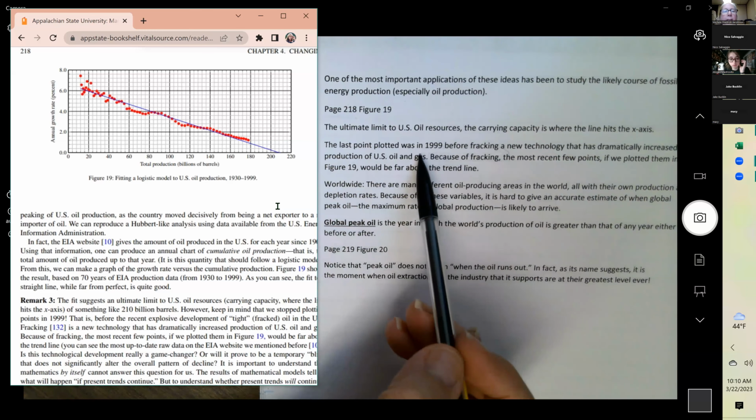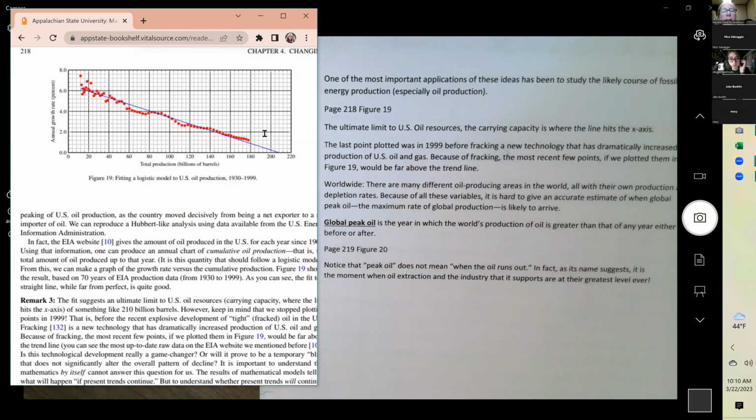So in 1999, now because of fracking, there'd probably be some up here, which then would change our line.